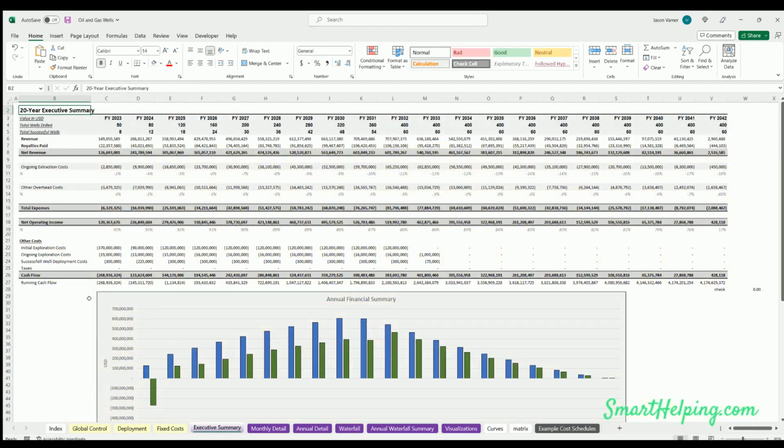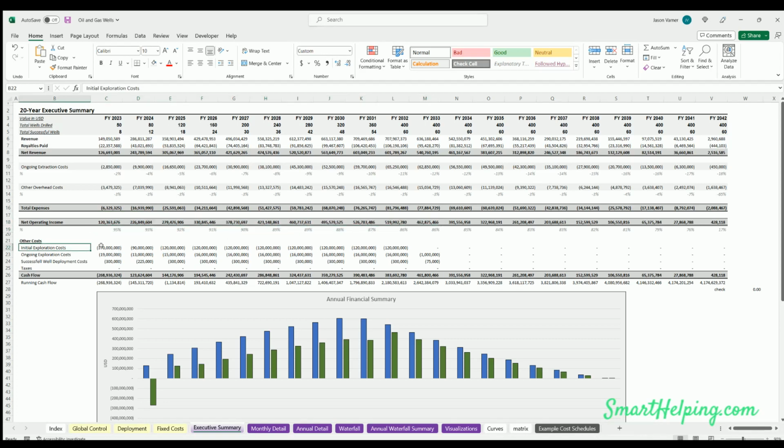All right, then we've got the executive summary. So here you can see a high level over the 20-year period. How many wells have you drilled over time? How many successful wells have there been? What's your total revenue? What are total royalties? What's the net revenue? What are your ongoing extraction costs? What are your ongoing overhead costs? Operating expenses, net operating income. And then here's the big one. These are where the big investments come in.